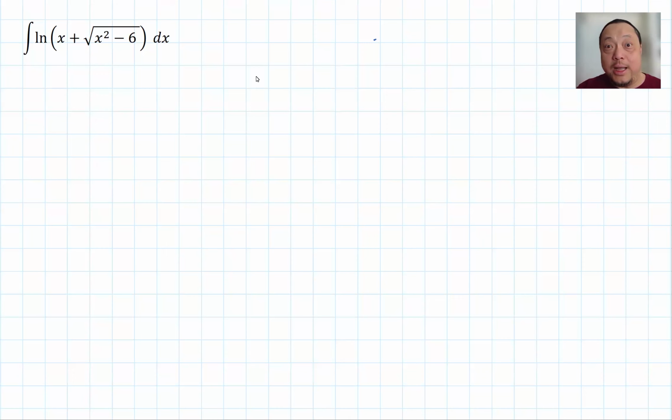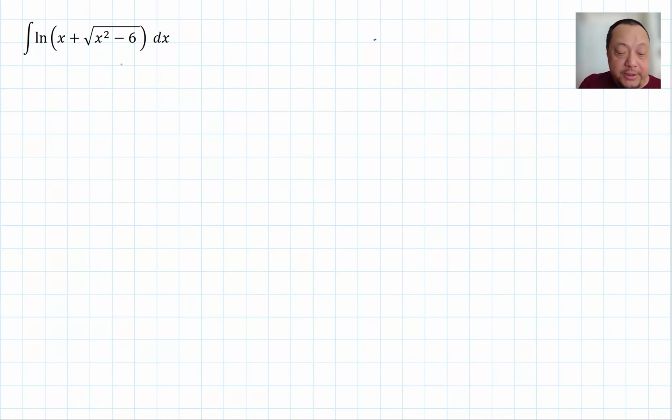Hi, a student asked me about this integral, so in this video, I'll be solving it. Well, if you're here watching this video, then chances are you've also tried a few things with this integral. For example, you may have tried a u substitution where u is equal to x squared minus 6. That probably didn't work out too well because the x here becomes something complicated.